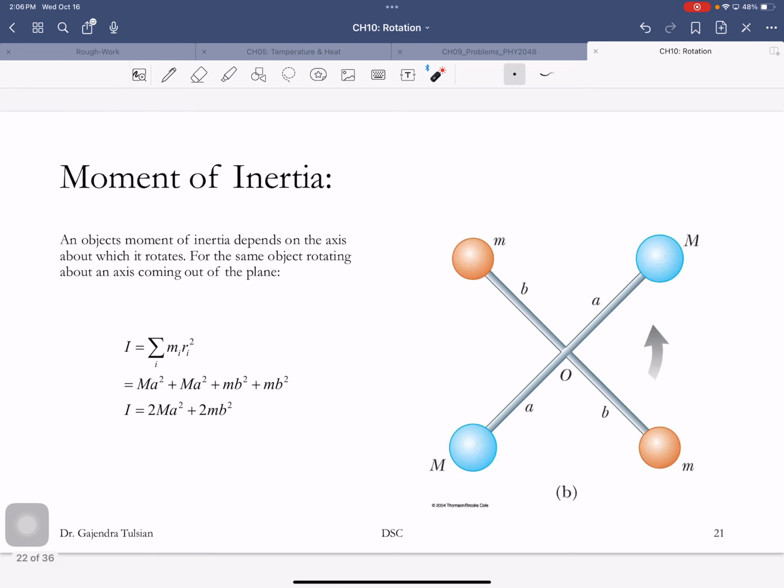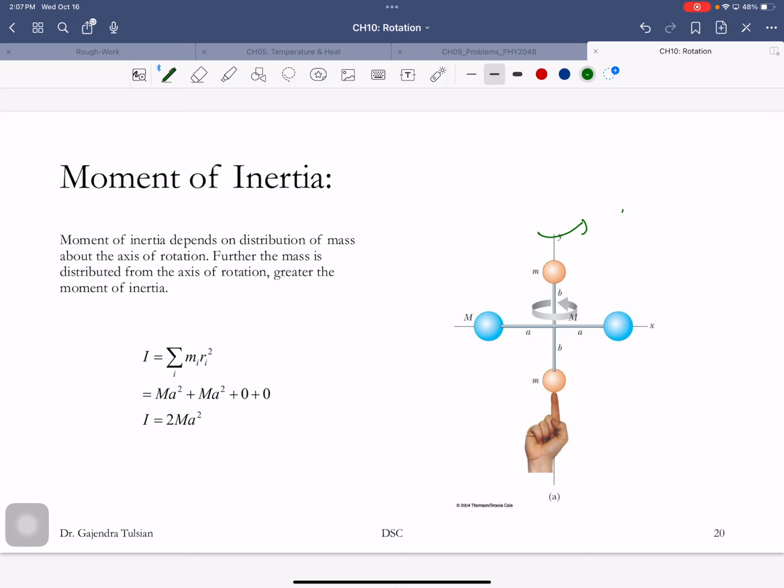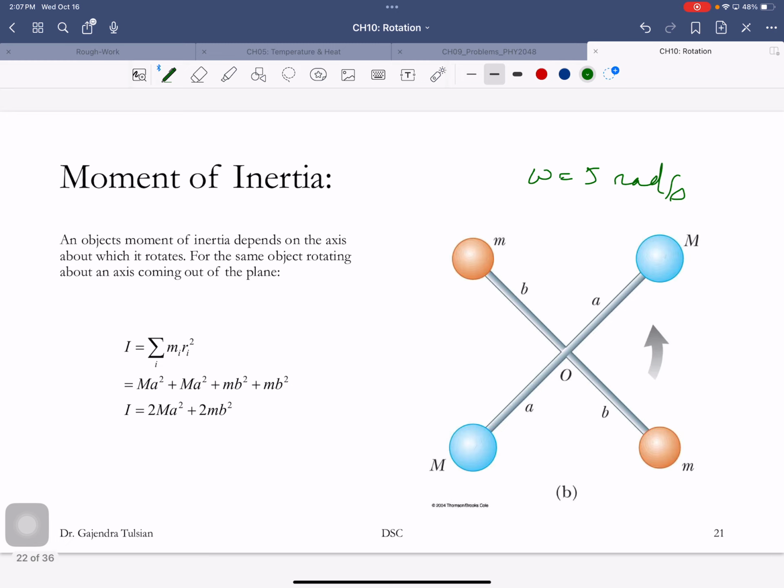For the same object, if you were rotating about this axis, the moment of inertia is, for this one, ma squared plus ma squared plus mb squared plus mb squared. So the moment of inertia is that. If you were rotating about this axis coming out of the paper with an angular velocity of 5 radians per second, and if you were rotating about this axis at 5 radians per second, for the same angular velocity, since this moment of inertia was greater, you have greater kinetic energy here.